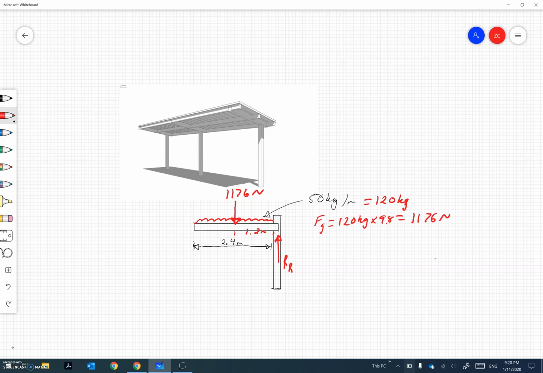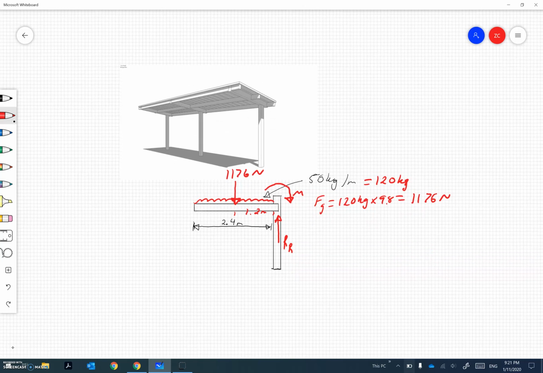So if you think about it, this beam's going to be trying to rotate due to the weight in a counterclockwise direction. Therefore, there must be a reaction, a moment, going in this direction to counteract the forces. So we know that the sum of the forces in the x direction must equal 0, the sum of the forces in the y direction must equal 0, and the sum of the moments must equal 0.